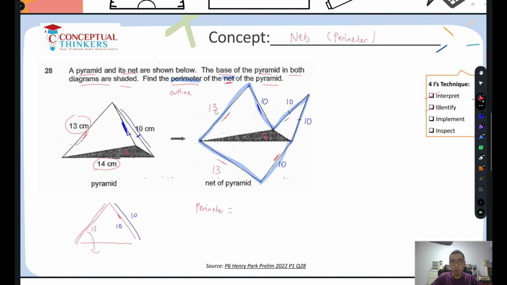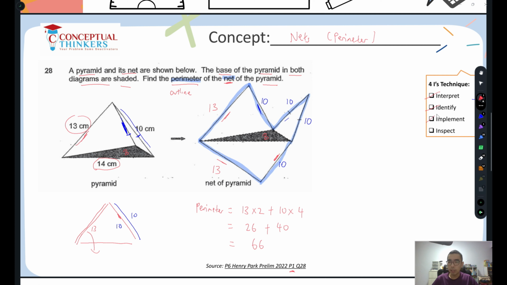Okay, so to get to the perimeter, the calculation will be, we have to add 13 times 2. Then we have to add 10 times, in this case 4 tens, times 4. Okay, so 13 times 2 will give me 26. 10 times 4 will give me 40. So we're going to add up together, get 66. Now, please take note that this is a Paper 1 question, so we can't use our calculator. So your calculation must be very accurate and don't make any mistake.